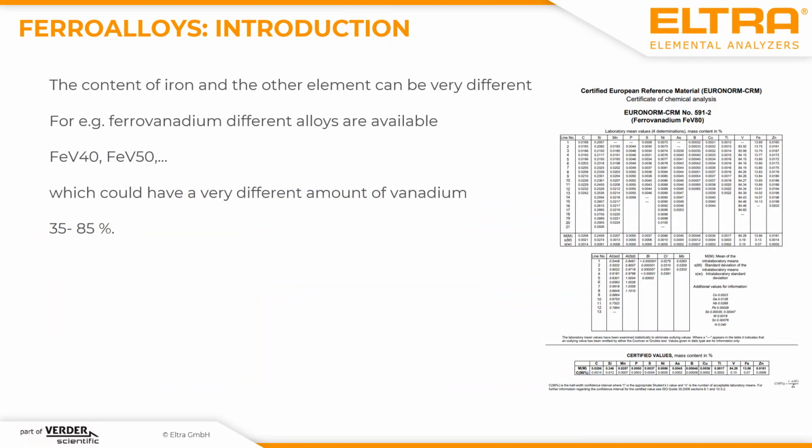First, I would like to start with an example. Ferrovanadium, for example, can be available as ferrovanadium 40, ferrovanadium 50, and this means that the vanadium content could be between 35 and 85%. It's still called ferrovanadium, it's still called ferroalloy, but due to the different content of the alloyed element, maybe the chemical behavior during analysis is a little bit different.